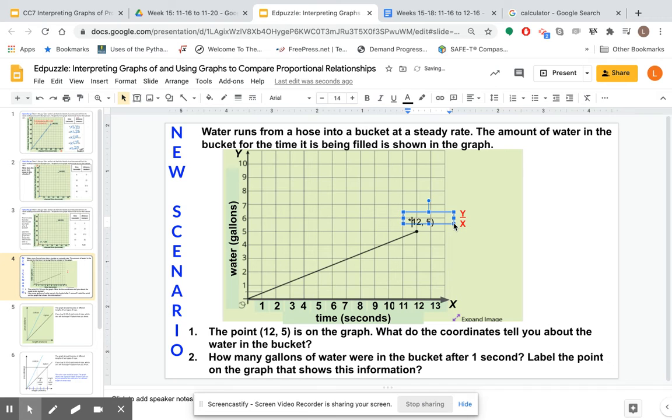Now, this is called an ordered pair, by the way. Points are called ordered pairs because it goes in alphabetical order. In the alphabet, X comes before Y. So your X number is 12, your Y number is 5. And let's just look at what that represents here. At 12, you go sideways 12. That represents 12 seconds. And if you count up 5 spaces, 1, 2, 3, 4, 5, that represents 5 gallons of water. So in 12 seconds, the hose fills that bucket with 5 gallons of water, okay?